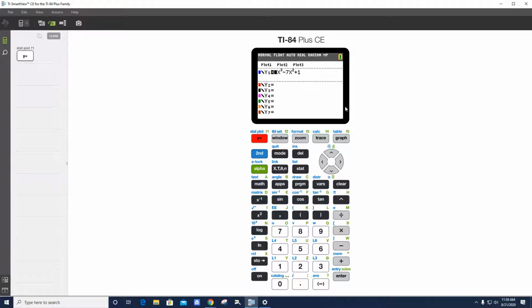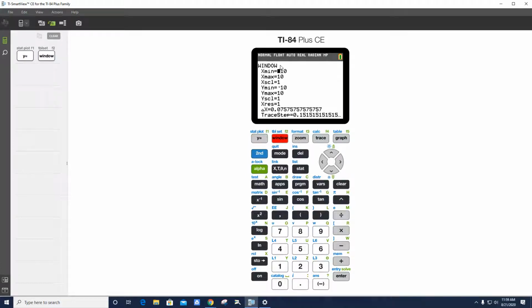So what you would do first is you would go to y equals, you would type in your equation into y1. I entered 2x cubed minus 7x squared plus 1. You also would want to make sure that when you graphed this, you could see on your screen all of the places where the x-intercepts existed.